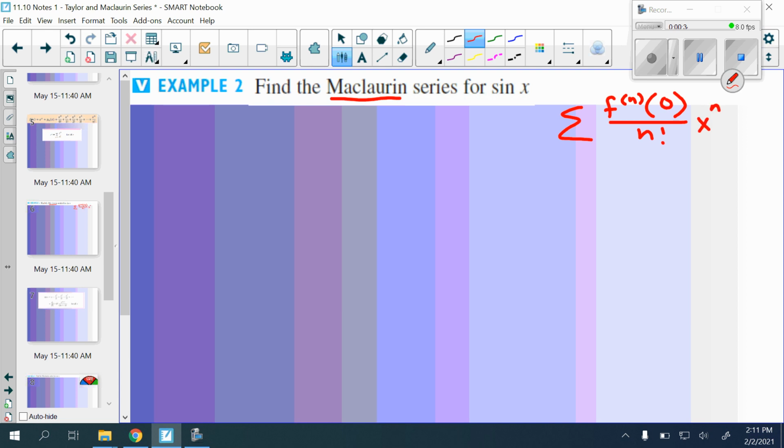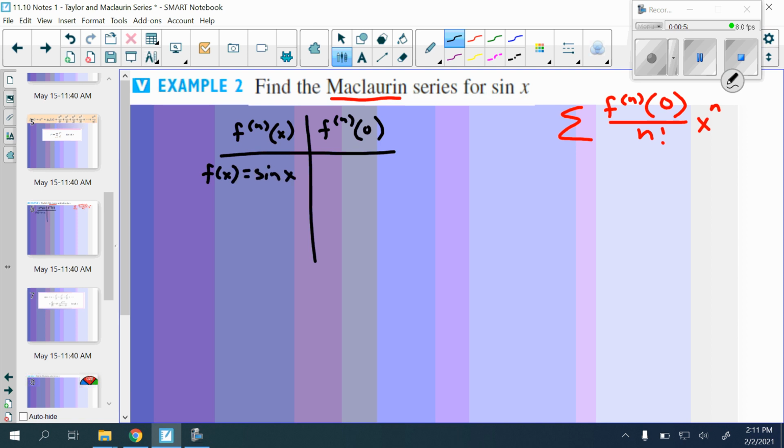So if we're doing sine of x, we want to create a table over here. We're going to do all the derivatives, and then we're going to figure out what all those derivatives are going to be at 0. Our function here would be just sine of x. What is sine of 0? Well, if you go on your calculator, you remember the unit circle, we know that's the y value. The y value at 0 is going to be 0.